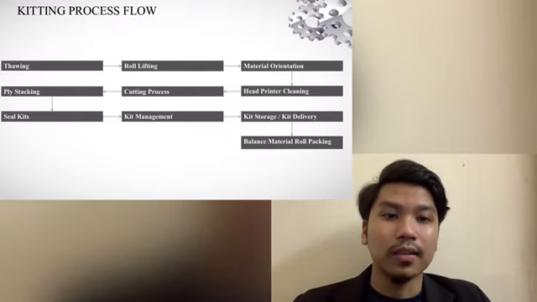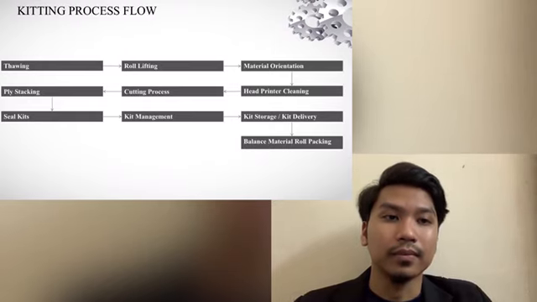Cutting process. Cutting process is the process where the material is cut by the machine into different shapes. Okay, next, ply stacking. After ply stacking, seal kits. Next, kit management, kit storage or kit delivery. And lastly, balance material roll packing.